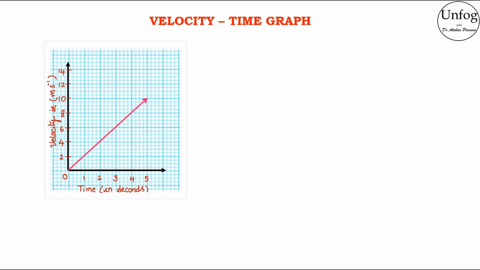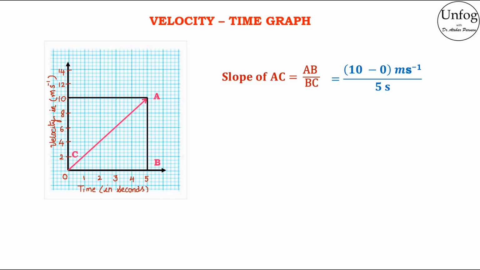If the velocity time graph is a straight line moving away from the time axis, the body starts from rest and its velocity increases at a uniform rate. Therefore, slope of AC will be equal to velocity upon time, that is equal to AB over BC in this graph, and this will be equal to (10 minus 0) meters per second over time of 5 seconds. And the slope of the velocity time graph gives acceleration. Therefore, acceleration will be equal to 2 meters per second square.